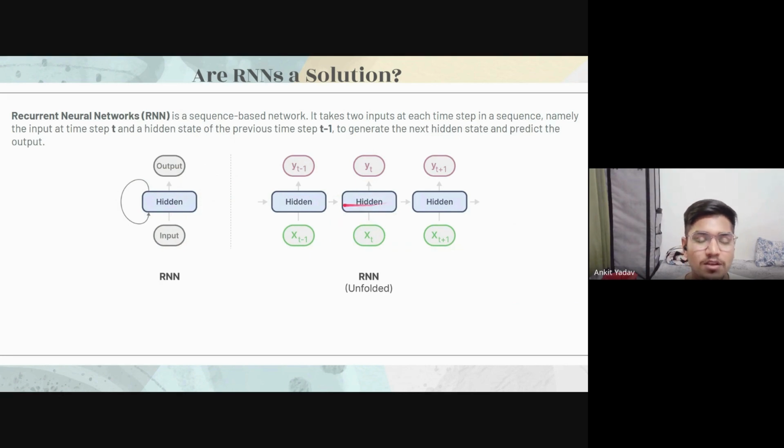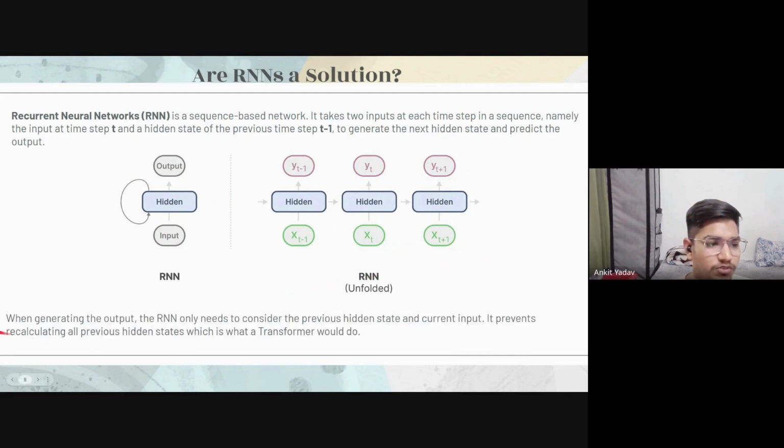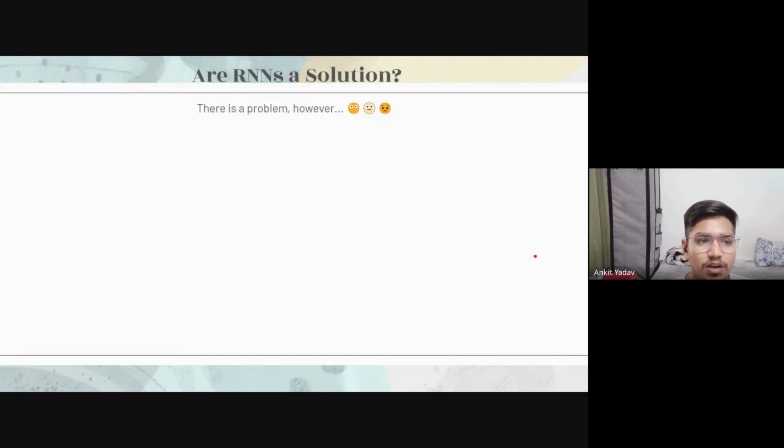So this is the flow of a recurrent neural network. These are sequential neural networks basically. This is just a loop which keeps repeating: xt, ht minus 1, and then create yt; xt plus 1, ht, and then yt plus 1. So this is what RNN does basically. When generating the output, the RNN only considers the previous hidden state and the current input. But again, there's some kind of problem with the RNN also.